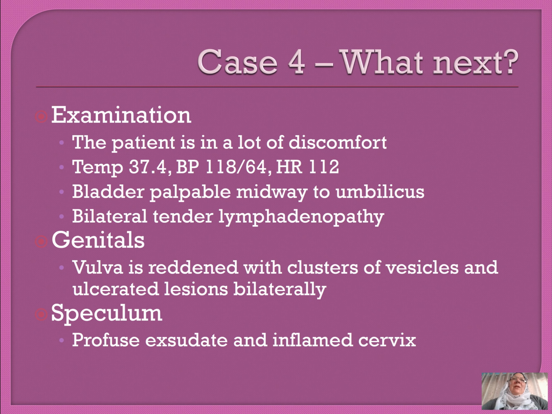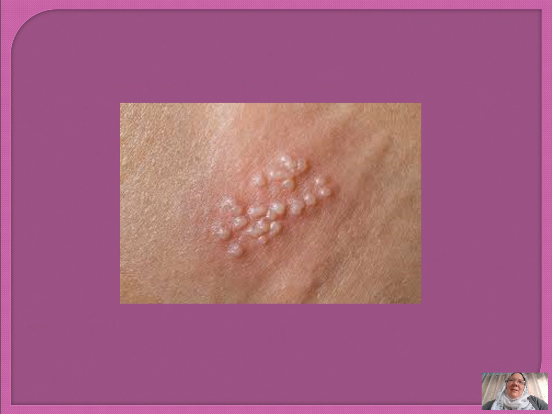On examination, the patient is in a lot of discomfort. Her temperature is 37.4, blood pressure is 118/64, and heart rate is 112. The bladder is palpable midway to the umbilicus, and she has tender bilateral lymphadenopathy in the groins. So inguinal lymphadenopathy. The vulva is reddened with clusters of vesicles and ulcerated lesions bilaterally. The speculum examination is very tender, and you actually have to abandon it and not do it. These are the skin lesions that you see on the vulva.